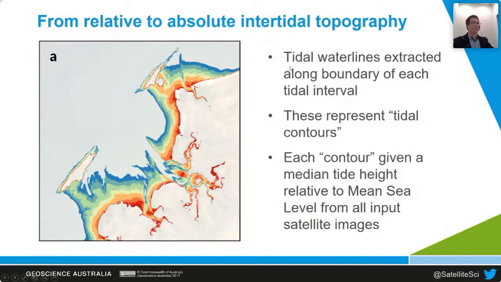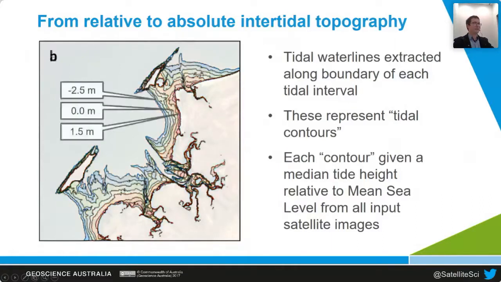So the next phase of this work has been trying to take this relative model and convert it into something absolute like elevation. The way we've gone about this is that, taking this model, we've extracted contours along the boundaries of each of these extents. Because we have tide modelling for all the images that went into each of these layers, we can assign each contour a tide height. You can see here on the bottom, the lowest contour is about -2.5. In the middle, it's about mean sea level. And the highest one is about 1.5 metres.